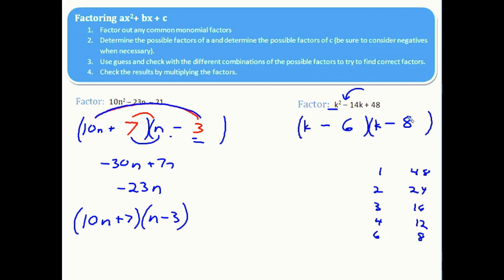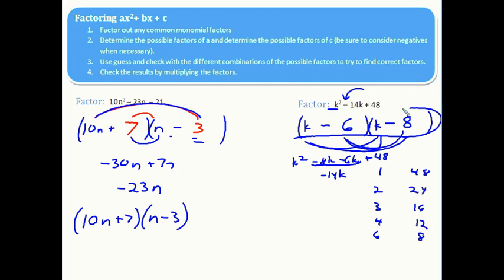Again, we can multiply out just to check. We have k times k is k squared. K times negative 8 is negative 8k. Negative 6k. And 48. These combine to be negative 14k, and that's what we wanted. So our answer is k minus 6 times k minus 8. And that is factoring trinomials in the form ax squared plus bx plus c.